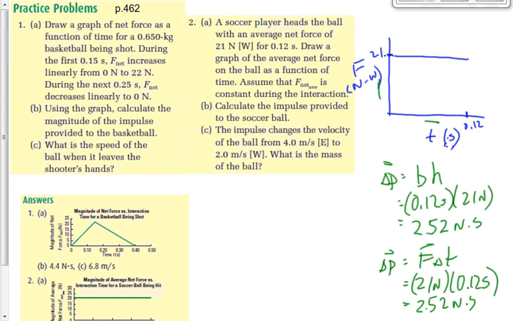C, the impulse changes the velocity from 4 meters per second to 2 meters per second to the west. What's the mass of the ball? Well, look, we know the impulse. What's the impulse? 2.52, regardless of whether you found it your way or your way. The impulse is 2.52. Well, we want to find the mass. That's different. What's delta V?